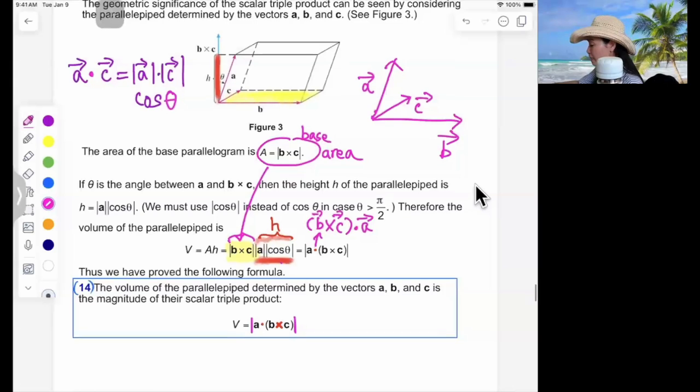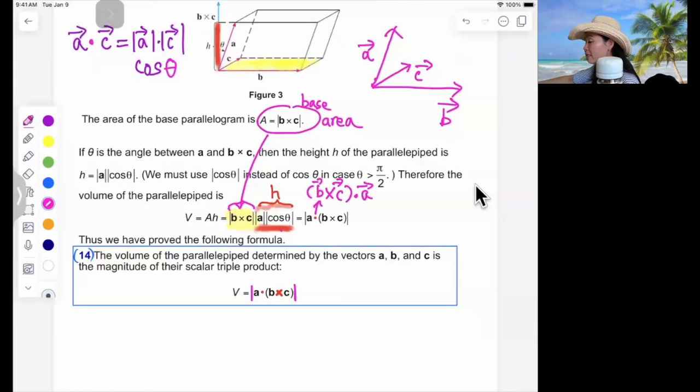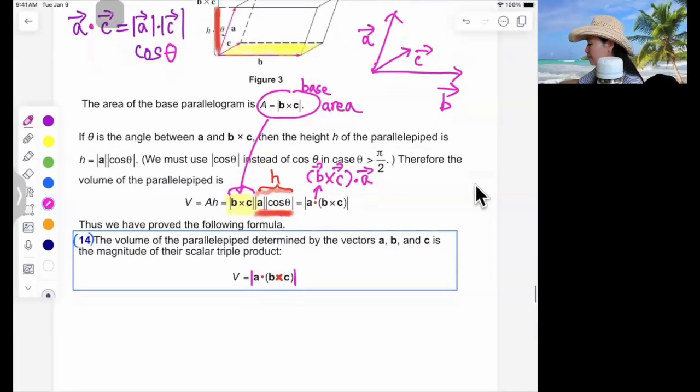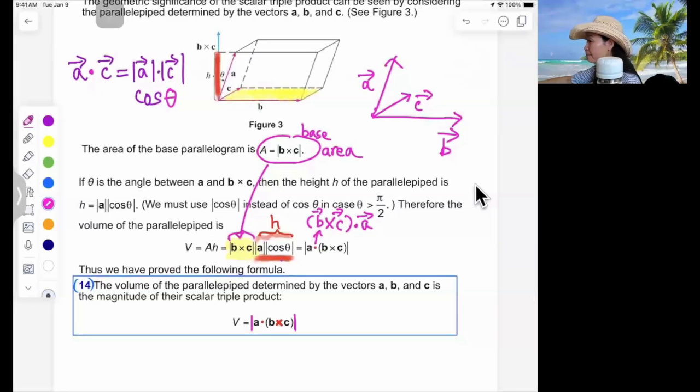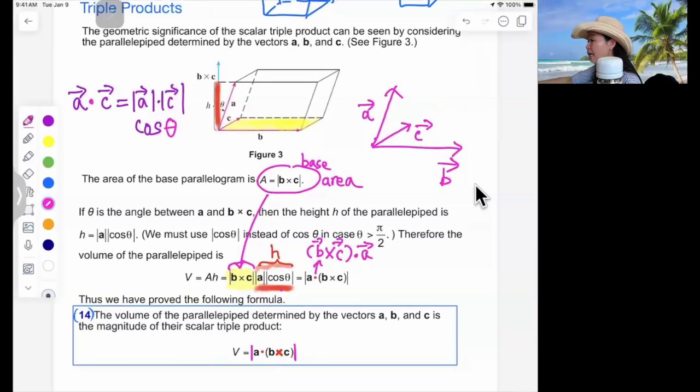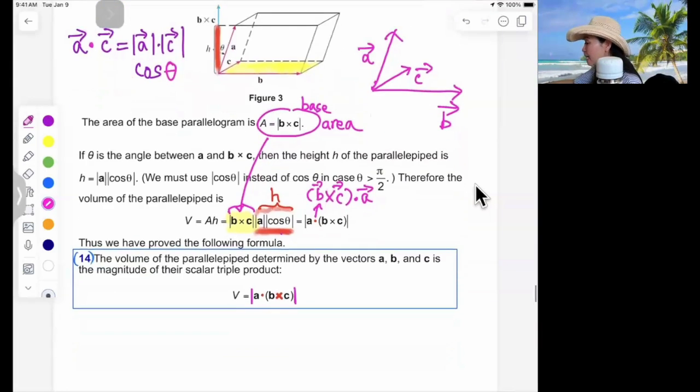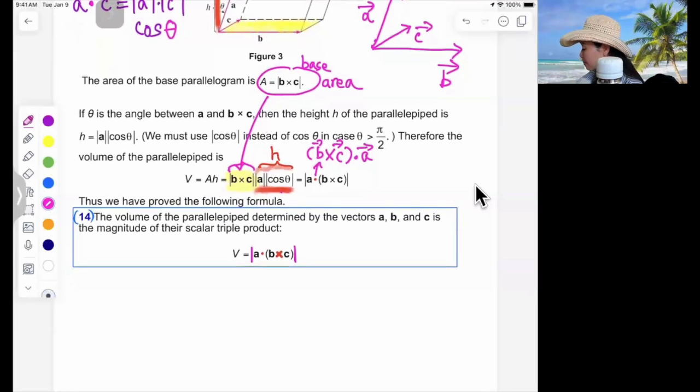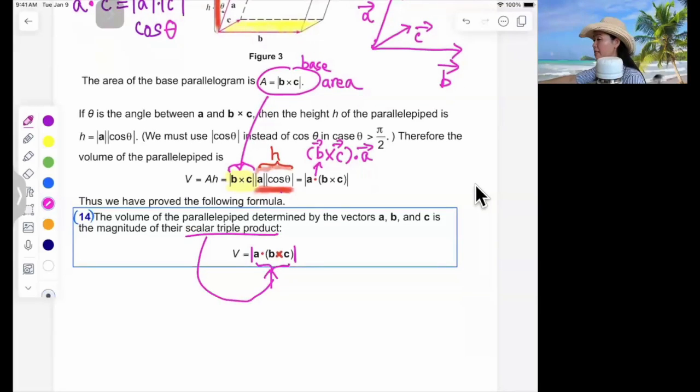What do you call this? So we actually proved this. The value of the parallelepiped determined by these three vectors. What are these three vectors? Right here, A, B, C. These three vectors determine this parallelepiped, right? And to find the value of this, you just need to find the magnitude of this scalar triple product. Do you remember scalar triple product? We talked about this. This is called the scalar triple product.